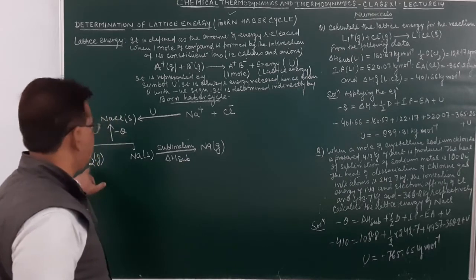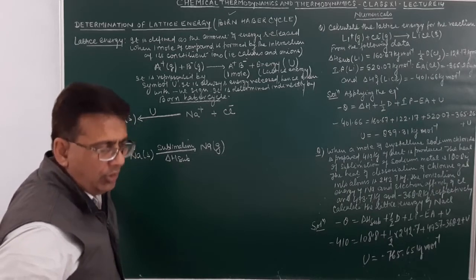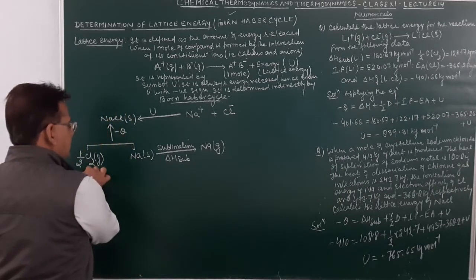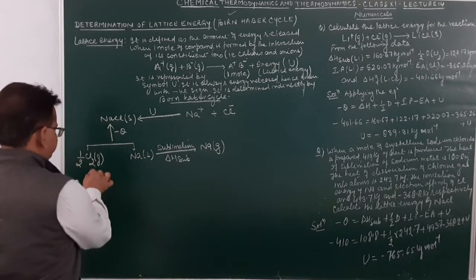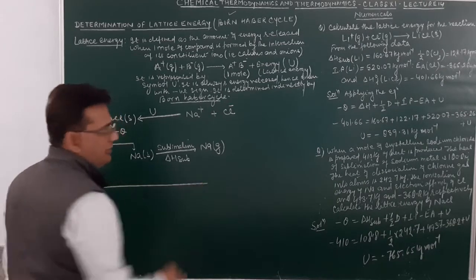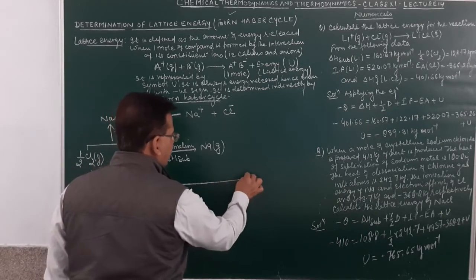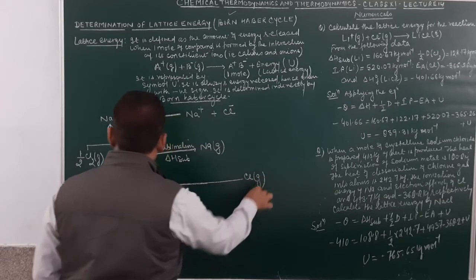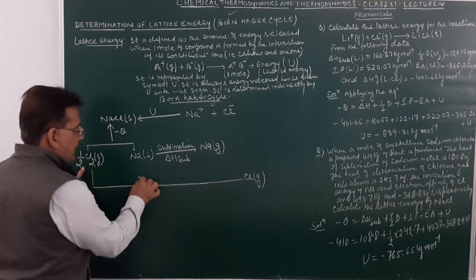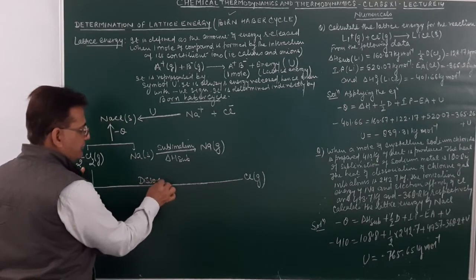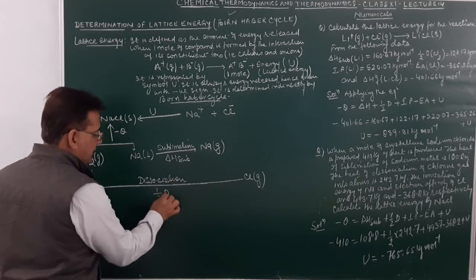Now this chlorine will undergo dissociation to form chlorine in the monoatomic gaseous form. So this chlorine over here will change into chlorine in the form of a gas. And the energy required over here will be the dissociation energy. So this is by the process of dissociation, and this will be half of D.